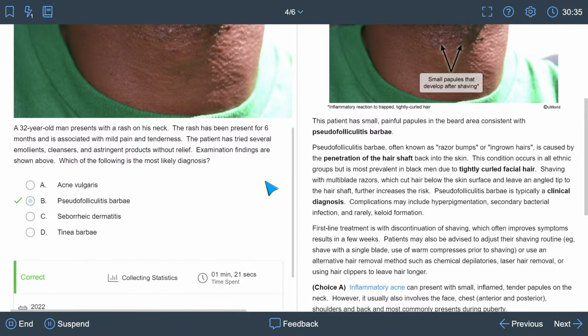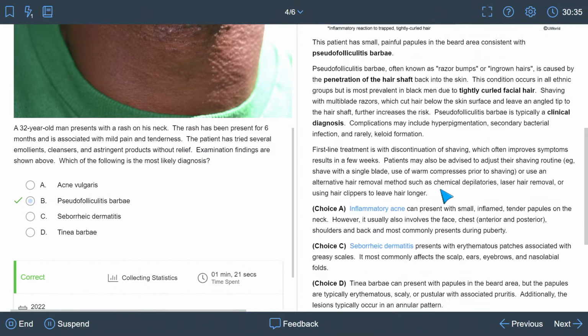It's caused by the penetration of the hair shaft back into that skin, which typically occurs in all ethnic groups, but is most prevalent in Black men due to the tightly curled facial hair that they have on their face. Shaving with multi-blade razors, which cut the hair below the skin surface and leave that kind of angled tip, will increase that risk of it curling back into the skin as well. This is also made by a clinical diagnosis. Some complications can include hyperpigmentation and secondary bacterial infection. Very rarely they may have keloids, but that is also something that's to be noted.